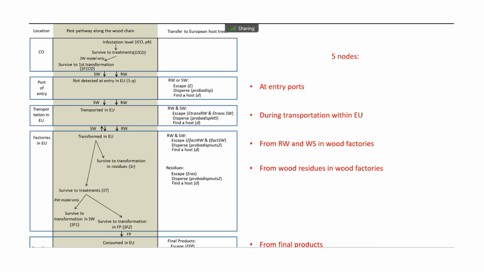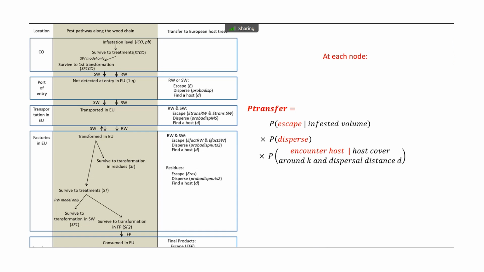And we identify 5 main nodes. So it has a possibility to escape at entry ports, during transportation within the European Union, from roundwood and sawnwood in wood factories, from wood residues in wood factories, and at the end from final products. And at each node, we calculate the probability of transfer, which is the probability that the pest can escape, given the infested volume, by the probability that it disperses, by the probability that it encounters a host given the host cover around and the dispersal capability of the pest.